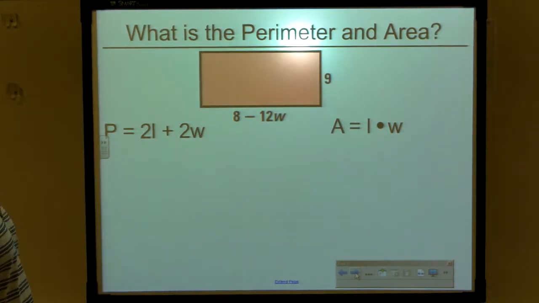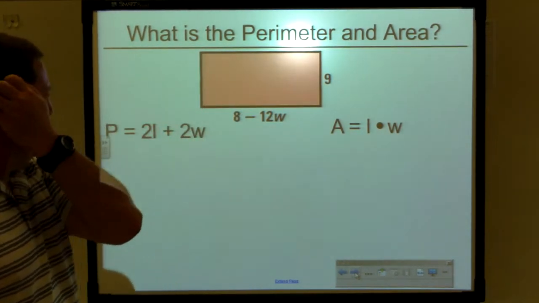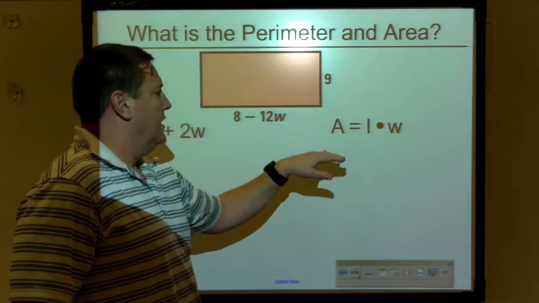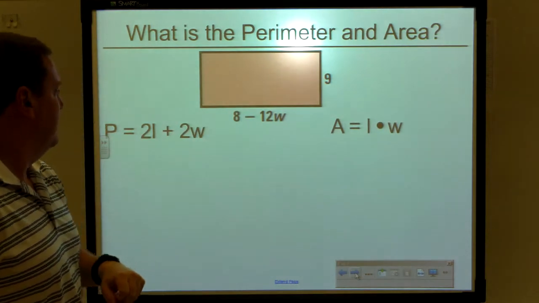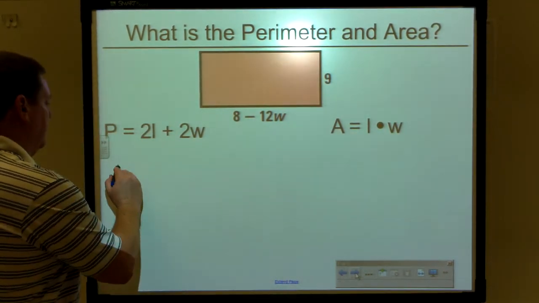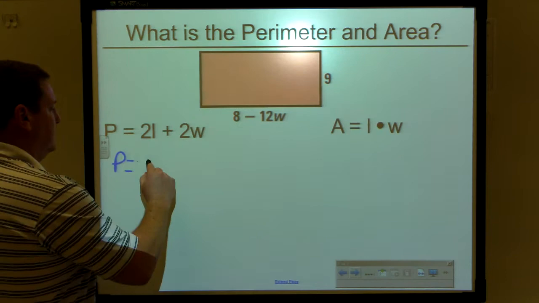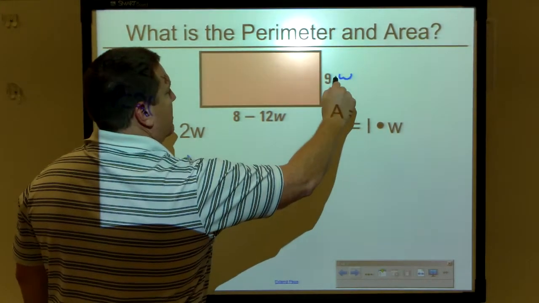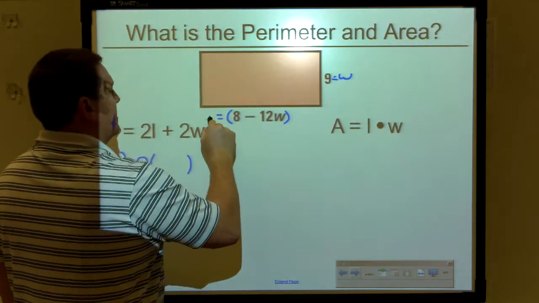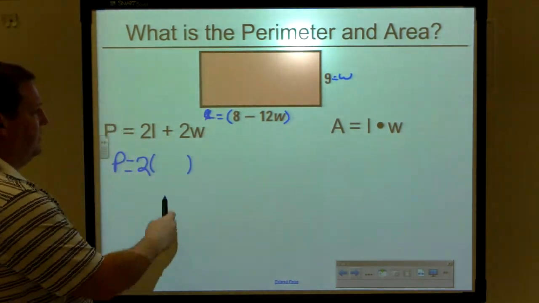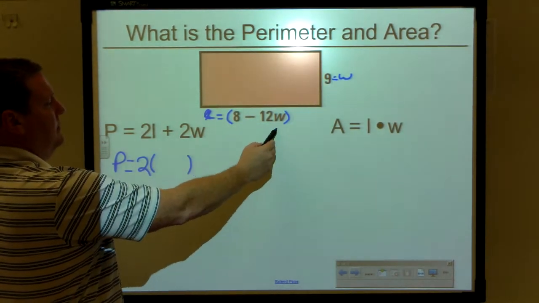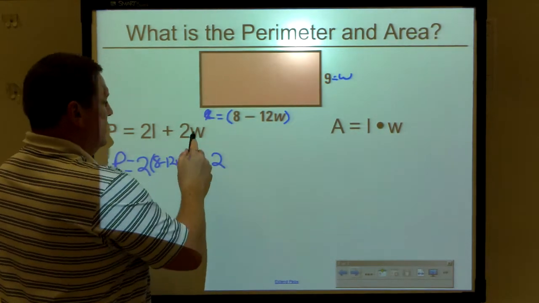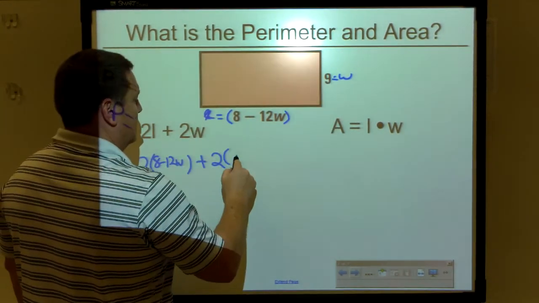Okay, for our last one, we're going to talk about the perimeter and area. This is the perimeter formula, 2 times the length plus 2 times the width. Area formula is simply length times width. Okay, so perimeter, go ahead and calculate that one first. 2 times the length, let's call this the length, we'll call this the width, we'll call this the length. The length is actually a binomial, 8 minus 12w, plus 2 times w, which is actually 9.